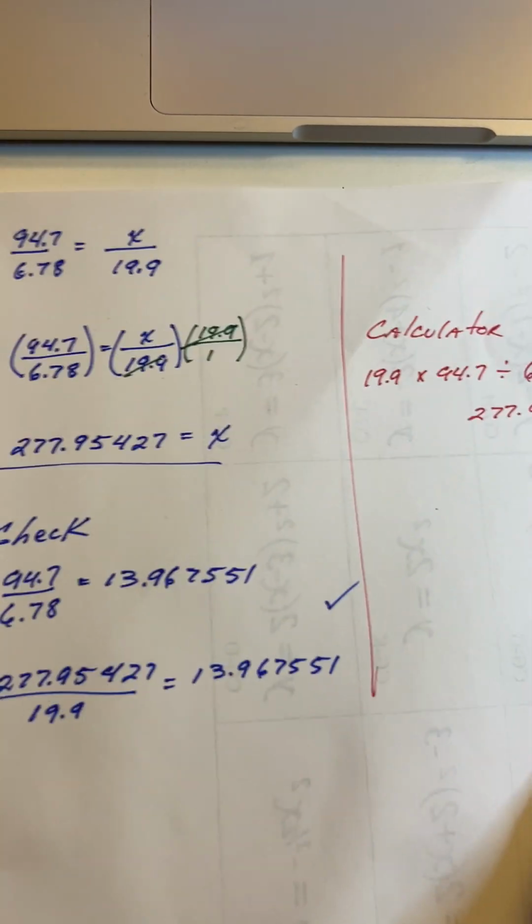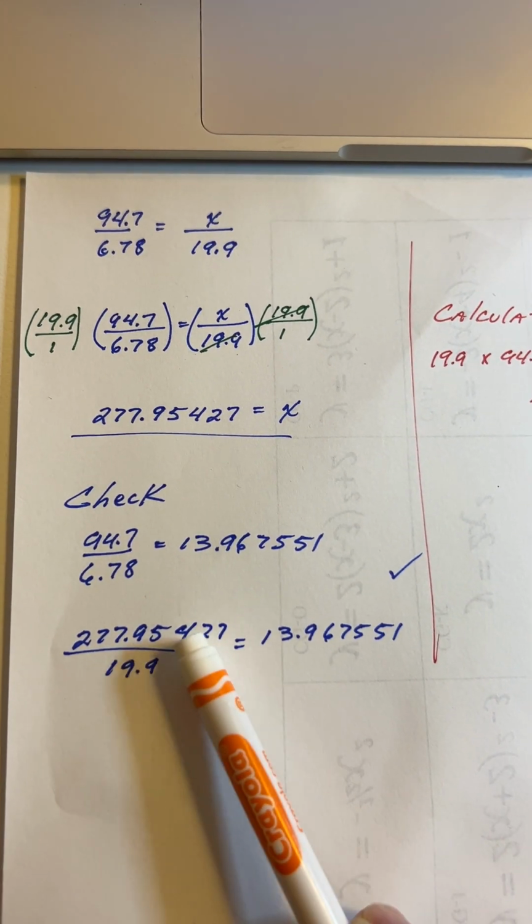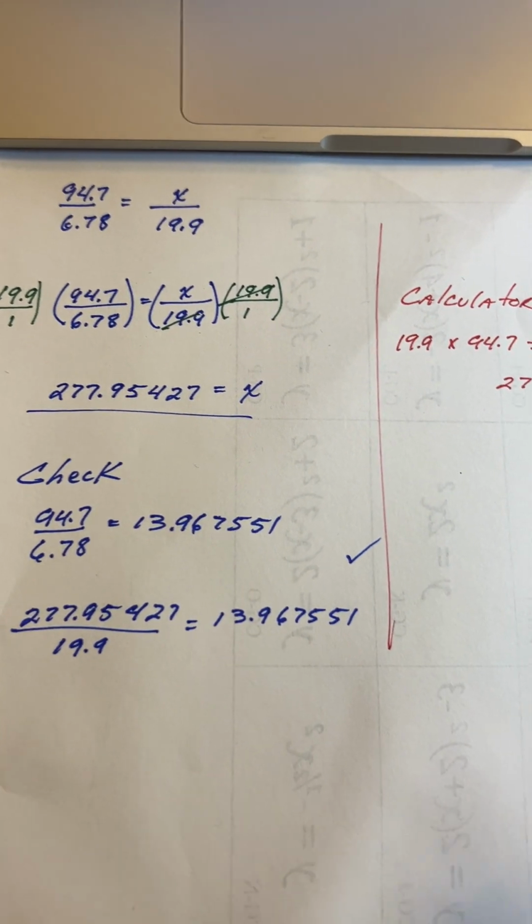Now in the check, I divided the left side out, the right side out with my new number, and it does check. So really great problem.